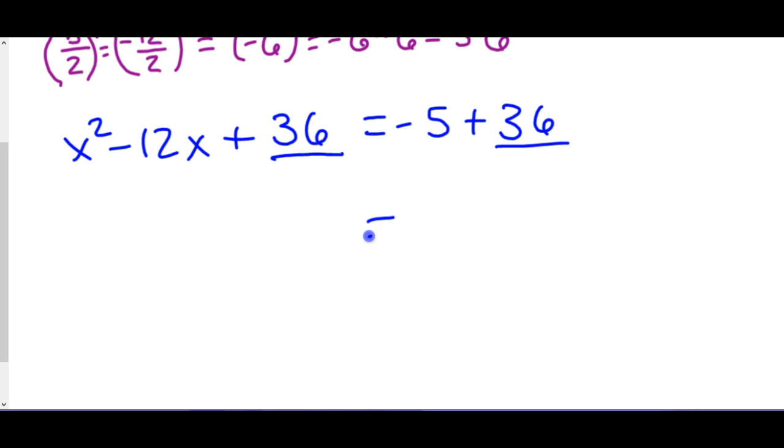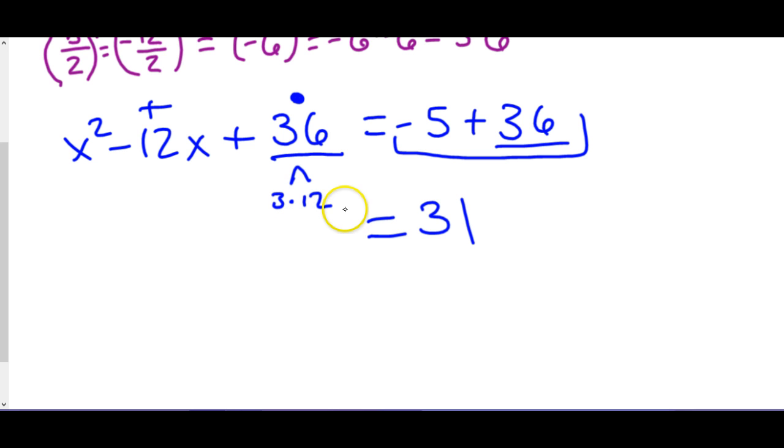So on the right side, we just combine. Negative 5 plus 36 is 31. On the left side, we need to factor. Something like this, when we factor, we want numbers that times to be 36, but also add to be negative 12. Now I also said that they need to match. So specifically, we want numbers that multiply to be 36 that match. Like I can say, oh, 3 times 12 is 36, but 3 and 12 don't match, so they're not going to be useful to us when we're completing the square.